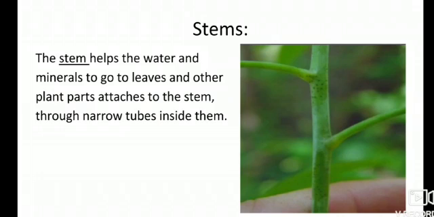We pour the water into the soil. So how do the leaves get the water? It is absorbed by the stem, and then the stem gives water to the leaves, and it also absorbs minerals from the soil and gives them to the leaves.